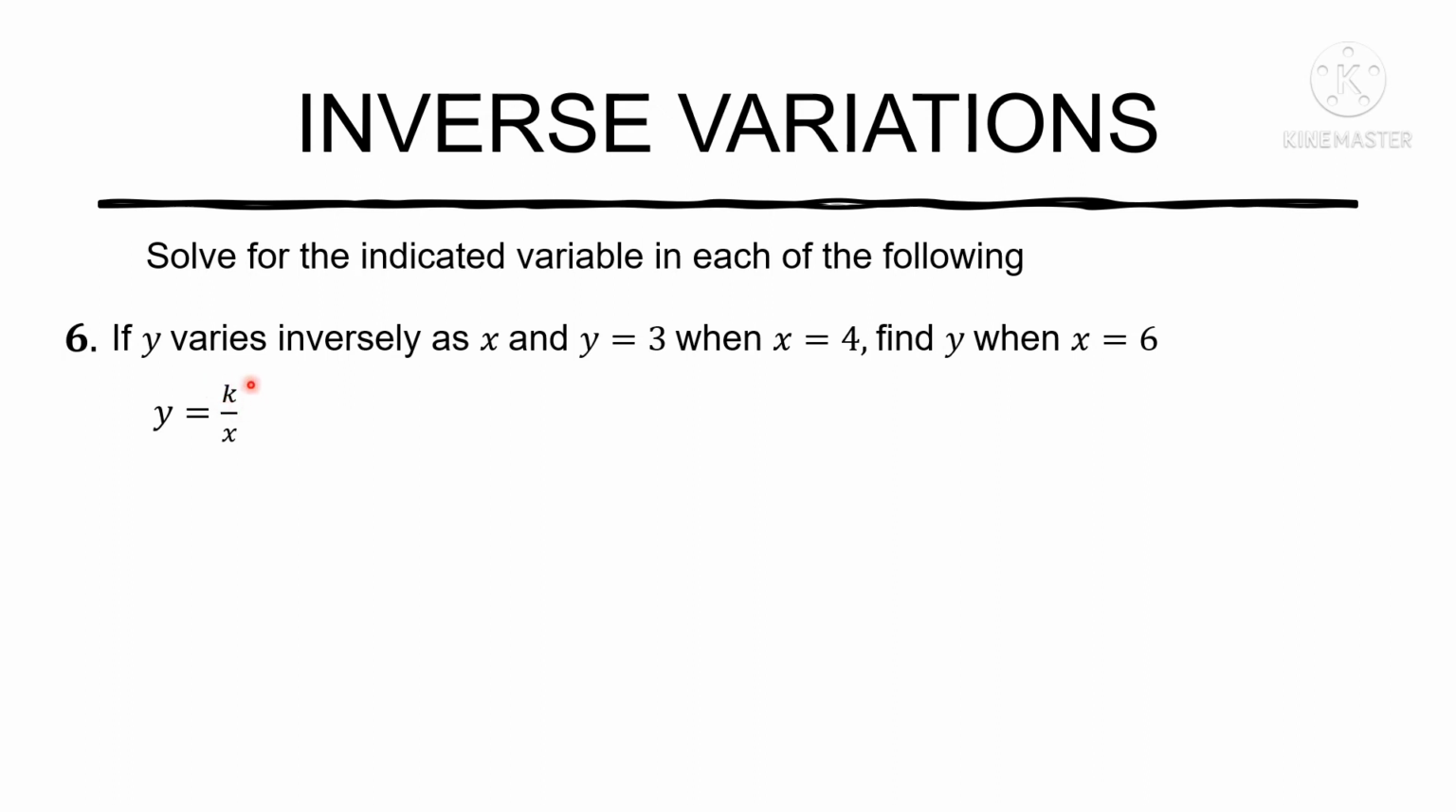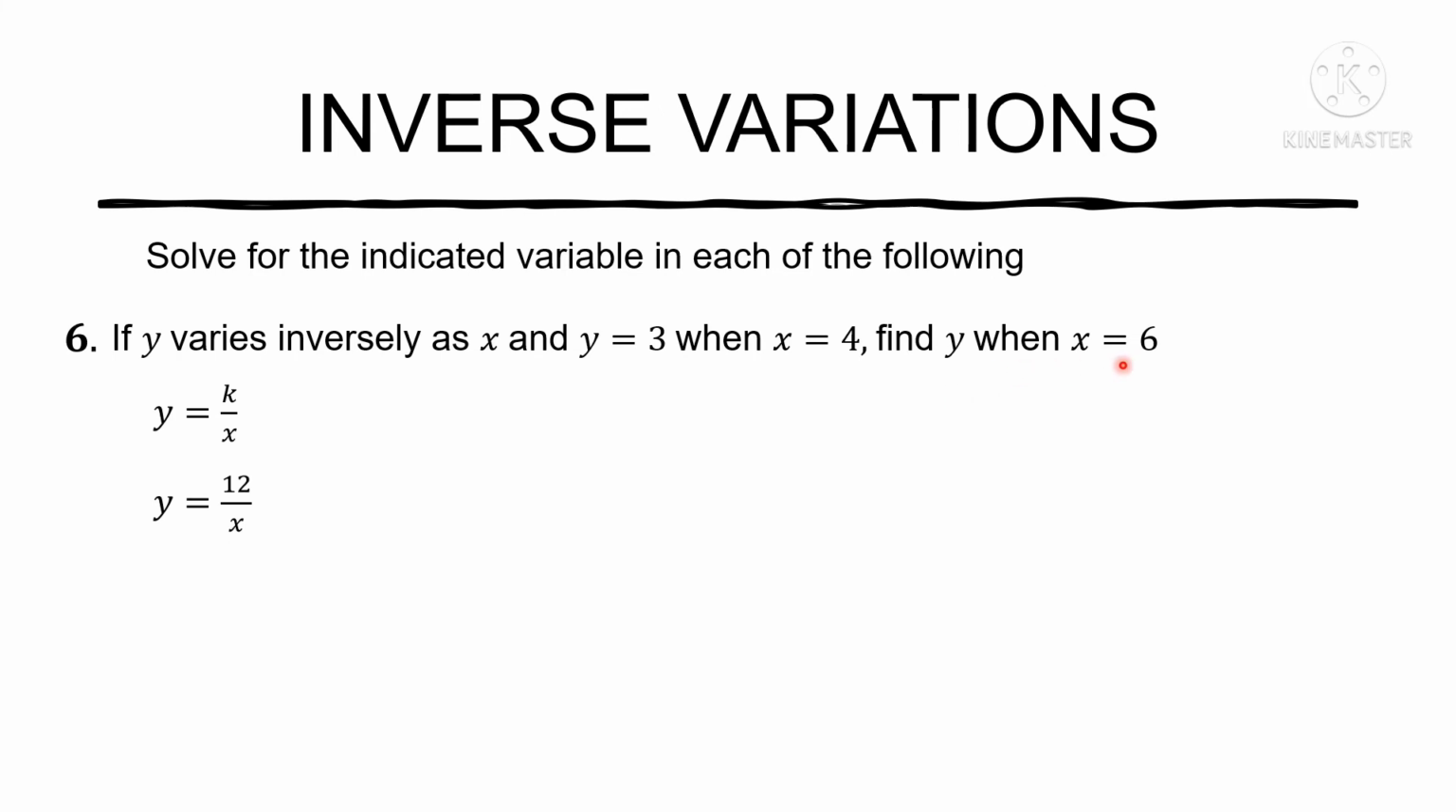Para makuha natin yung k, ang gagawin lang natin ay multiply natin yung first pair of given numbers. Yan ang 3 at saka 4. 3 times 4 ay 12, so ipapalit natin dyan sa k. Kaya magiging y equals 12 over x. So, ito yung equation of variation. Ito rin yung gagamitin natin para mahanap natin yung value ng y kung si x ay 6.